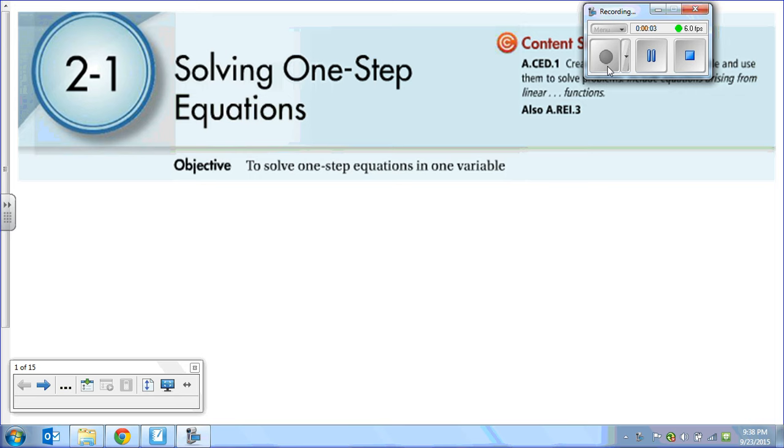Today's lesson is solving one-step equations. This is chapter 2, section 1. Your objective here is to be able to solve a one-step equation that uses one variable. This is something that you've done already, so we're going to go through it pretty quickly.